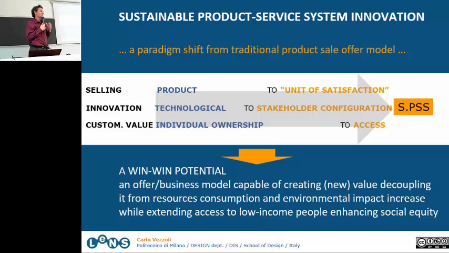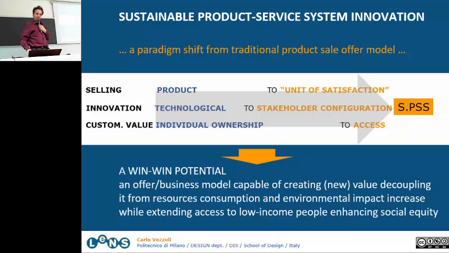But of course, that is interesting. This has a win-win potential in relation to sustainability, because this is an offer model that is capable of decoupling the economic interest from an increase in resource consumption and environmental impact. Even more, there is an interest that can lead companies to offer these product service systems, because they are accessible, even to low-income people, so even for social inclusion and even for provision, as we say later.